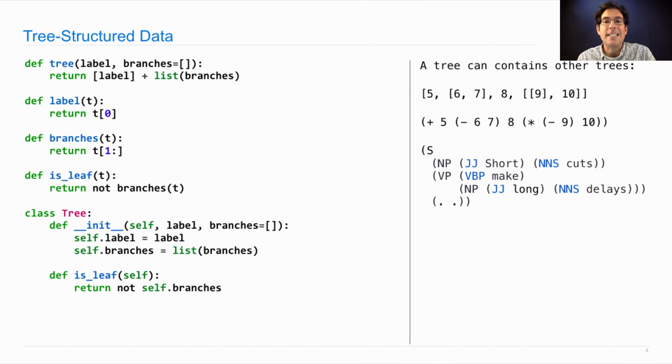Here's a syntactic analysis of an English sentence. A sentence has a noun phrase, a verb phrase, and a punctuation mark. So that's a whole phrase that decomposes into smaller phrases, which decompose into smaller phrases still. Again, tree-structured data.